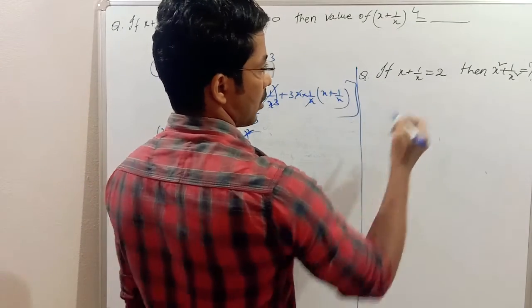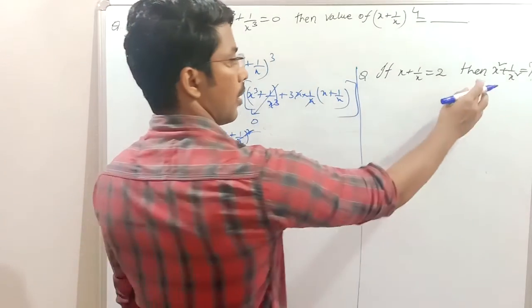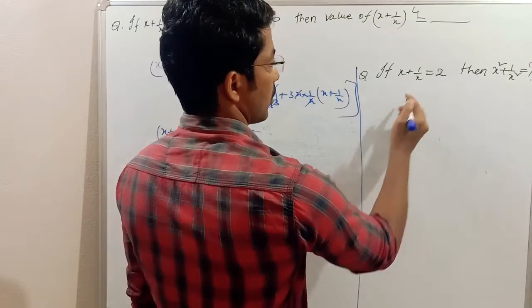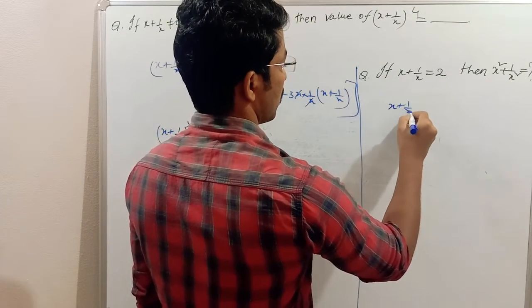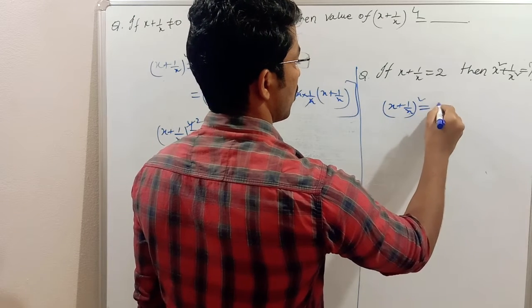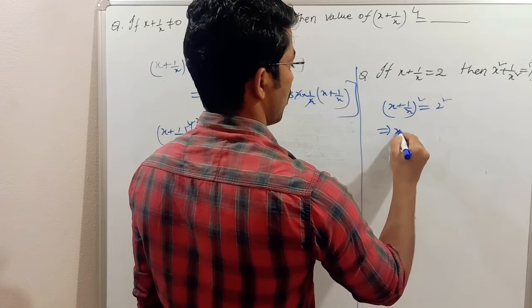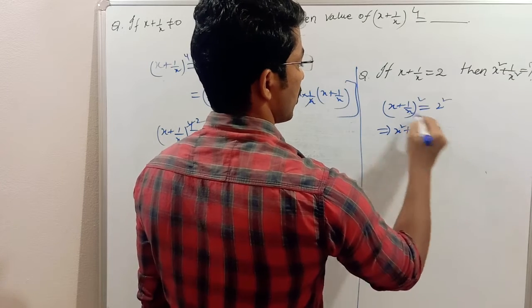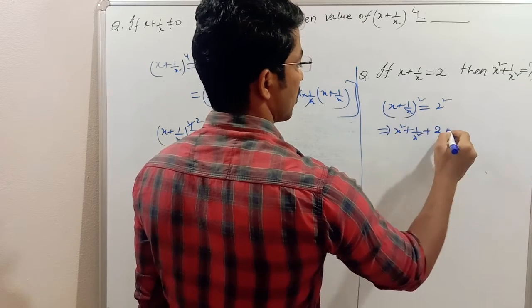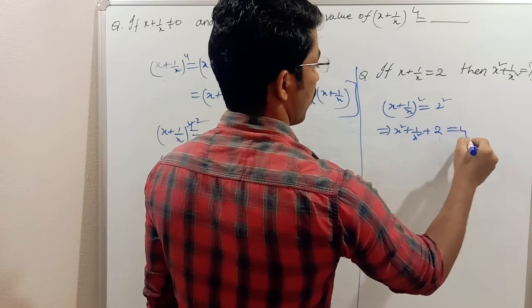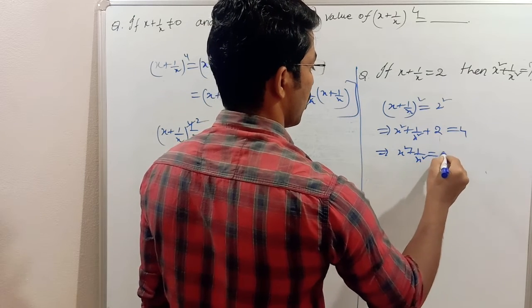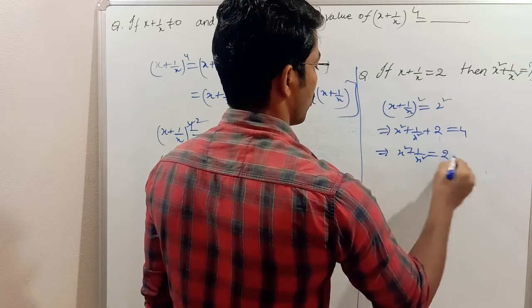If x plus 1 by x is equal to 2, then x square plus 1 by x square is equal to how much? Squaring x plus 1 by x on both sides, we get 2 square. So x square plus 1 by x square, like a square plus b square plus 2ab. The x and 1 by x get cancelled and we get 2. So 4. So x square plus 1 by x square is equal to 4 minus 2, which is 2.